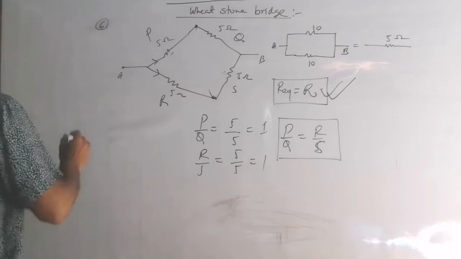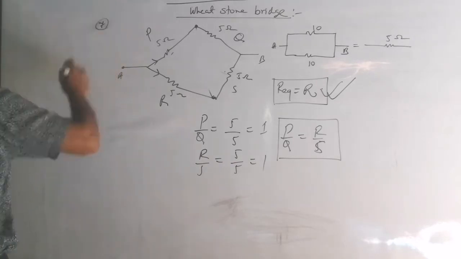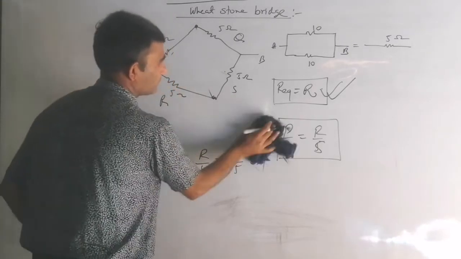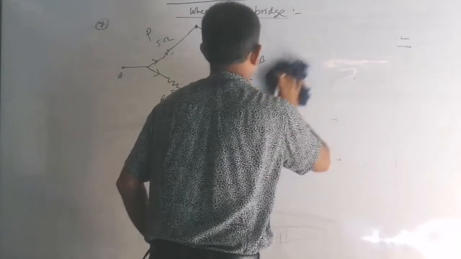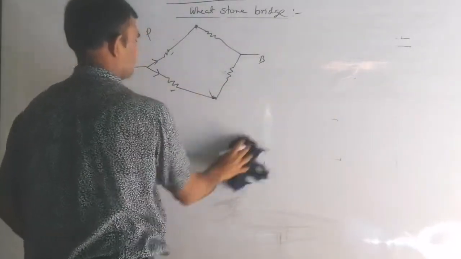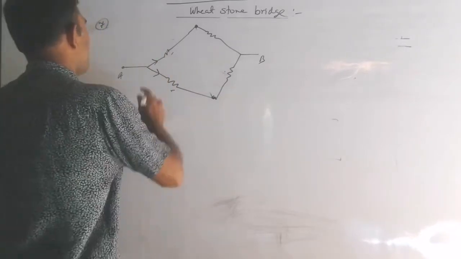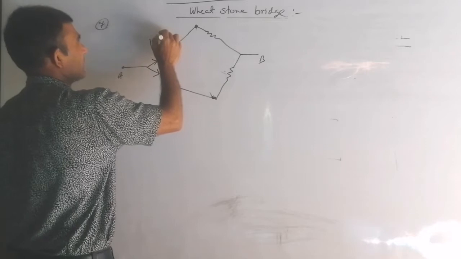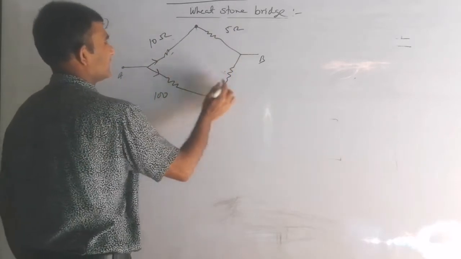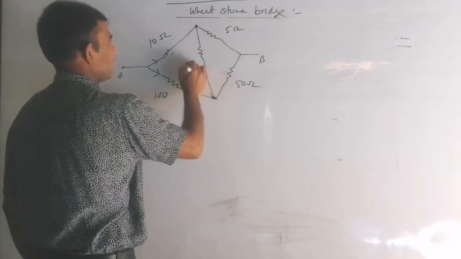So let me make another question, question number 7, to make this concept more clear. Now see this. This side I am writing 10 ohm, this I am writing 5 ohm, this is 100 ohm, this is 50 ohm, and there is also 100 ohm.